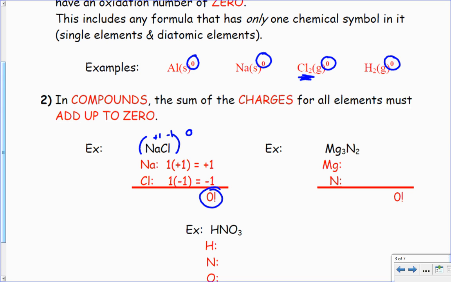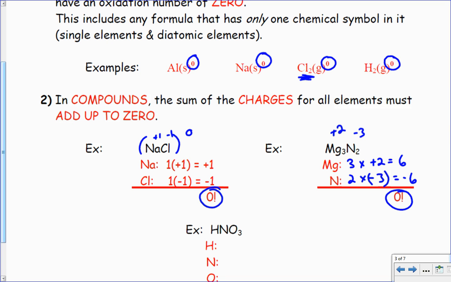So let's do it again here with Mg3N2. It'll work as a quick little refresher. On the periodic table, I have one choice for my Mg. It is a +2. So if I have 3 times a +2, I get +6. For N, the top one is -3, and I know it's going to work because if I have 2 times a -3, I get -6. +6 and -6 together equals 0.